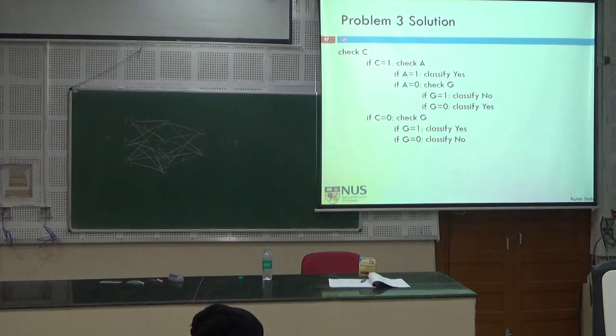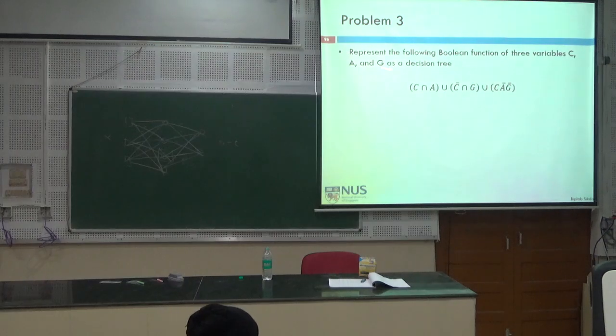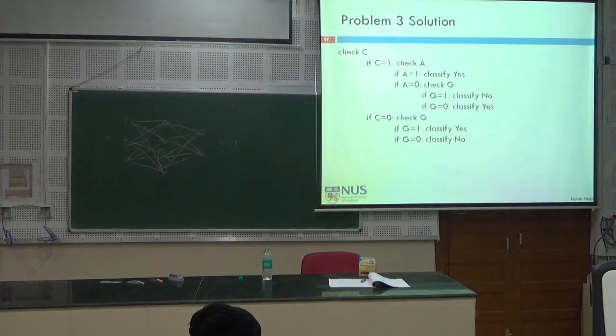At the root, we are checking C. From C I have a branch like that. C can be 0 or 1. If C is 1, then I check A. If A is 1, then the classification is yes, or you output a 1 essentially. And if A is 0, then you need to check G. So the way you could do it is you just write the truth table corresponding to this, and then you can just figure it out. Not very complicated.